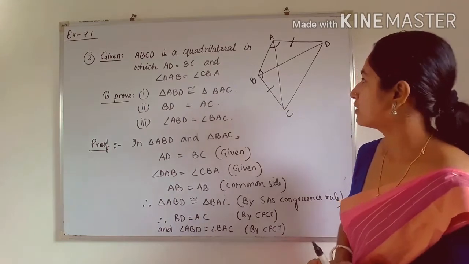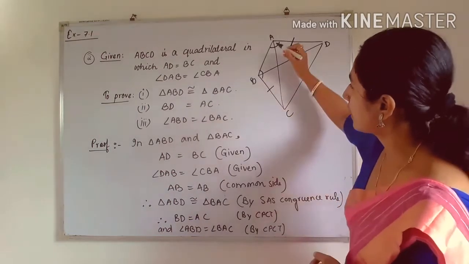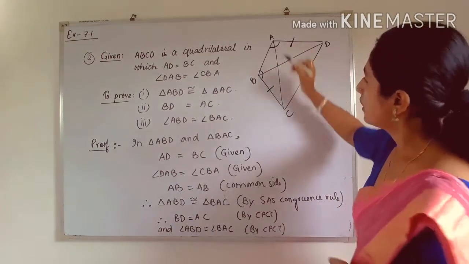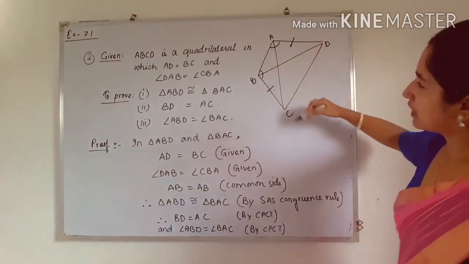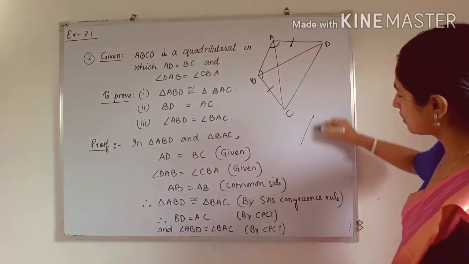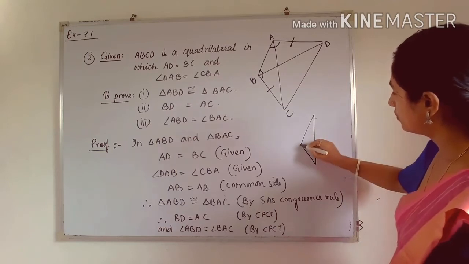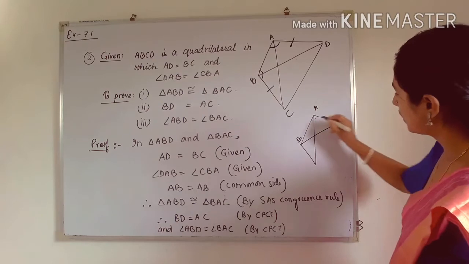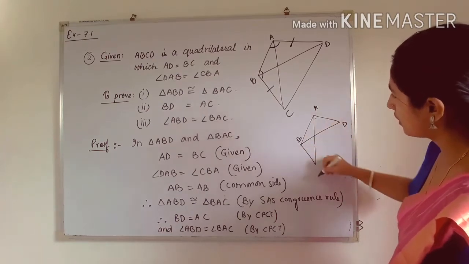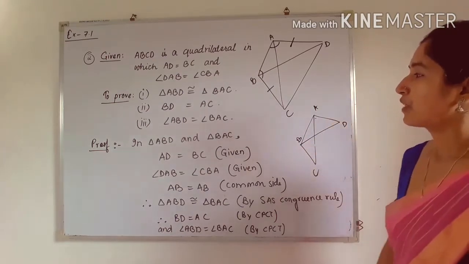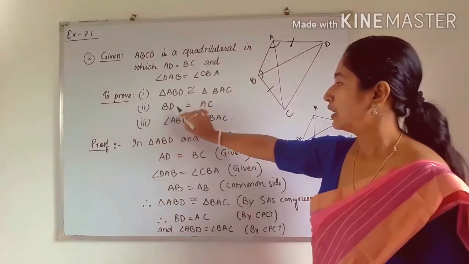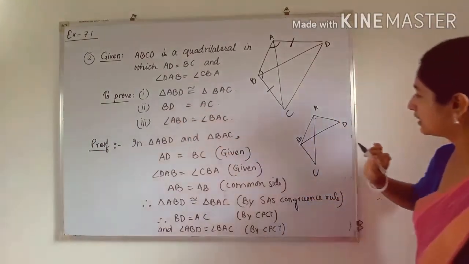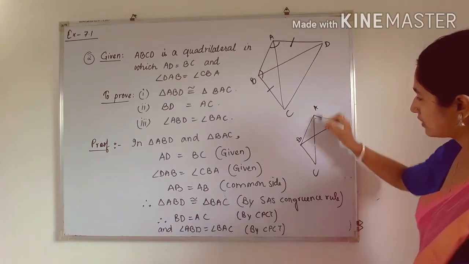Next, what we need to prove? We have to prove that triangle ABD, so this is triangle ABD, is congruent to triangle BAC. That means this triangle is congruent to this triangle. Okay, this is ABD. We have to prove that this triangle is congruent to triangle ABC. Okay. So next, number 2 is BD is equal to AC. So BD is which one? BD is this one, AC is this one.